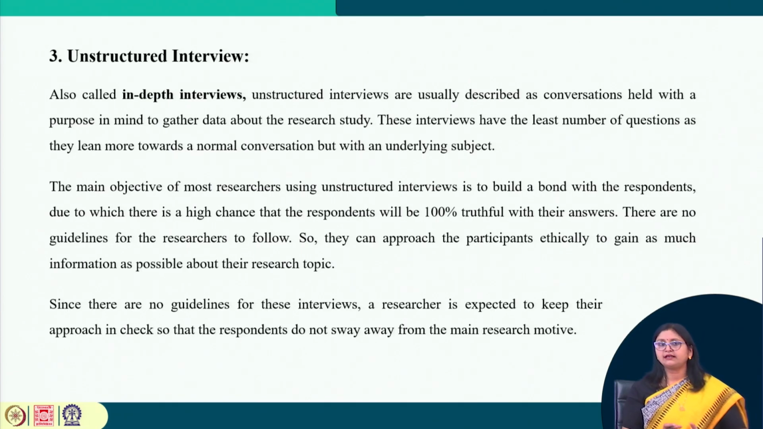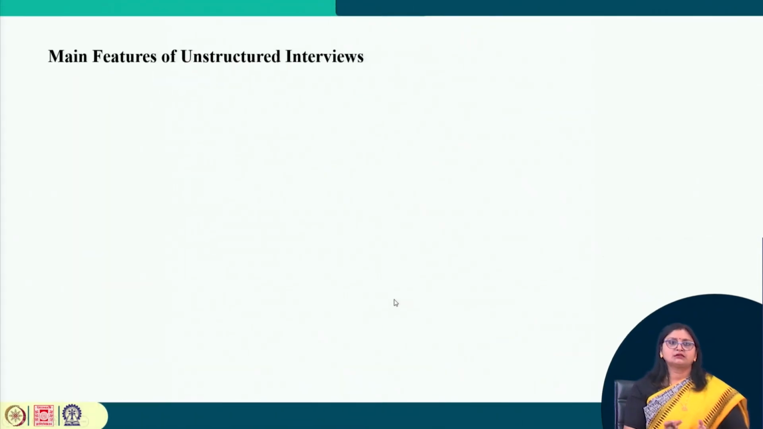Since there are no guidelines for these interviews, a researcher is expected to keep their approach in check so that respondents do not sway away from the main research motive. So, for a research purpose, if we are focusing on qualitative research, in-depth research, then go for the unstructured interviews.